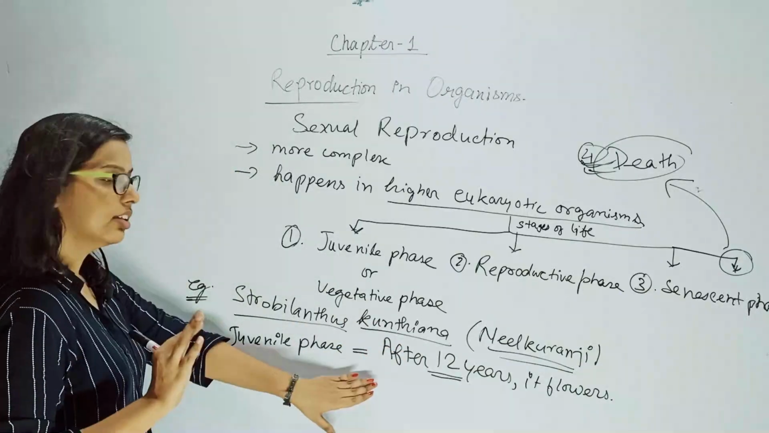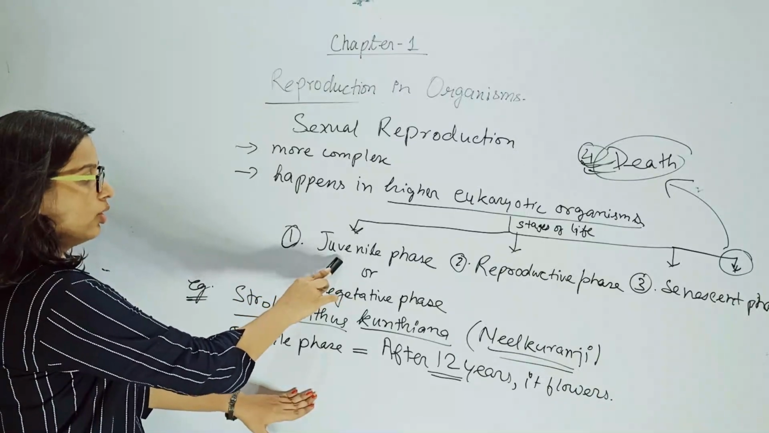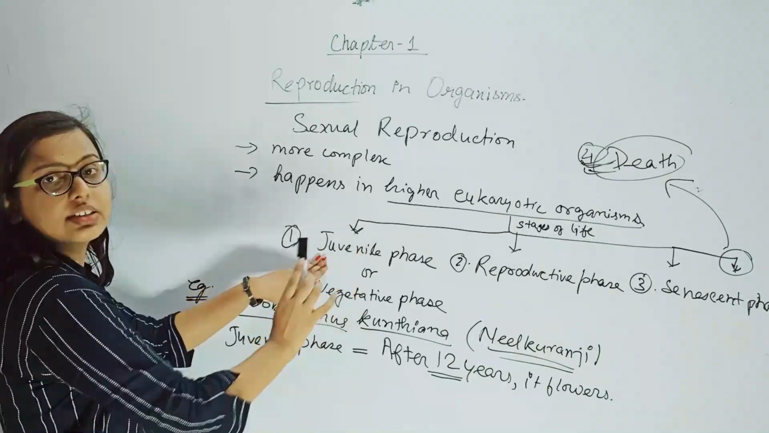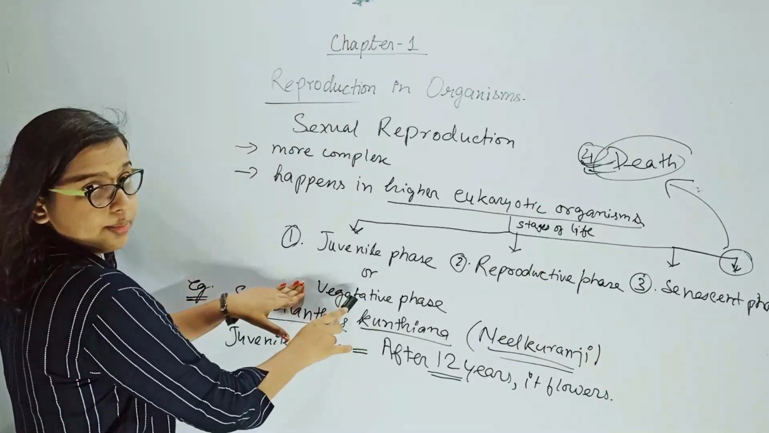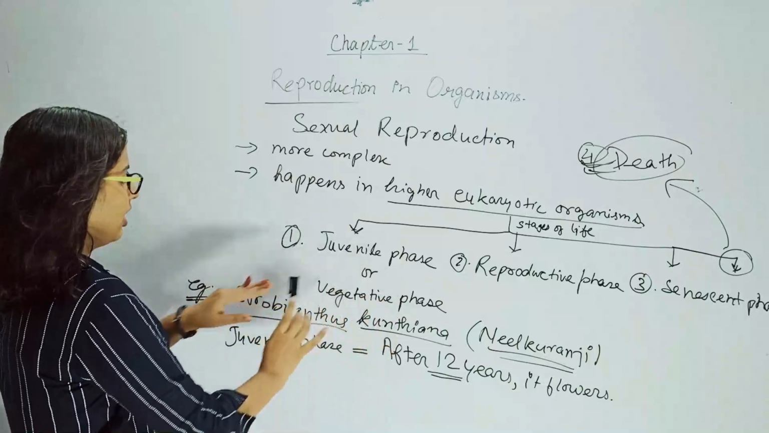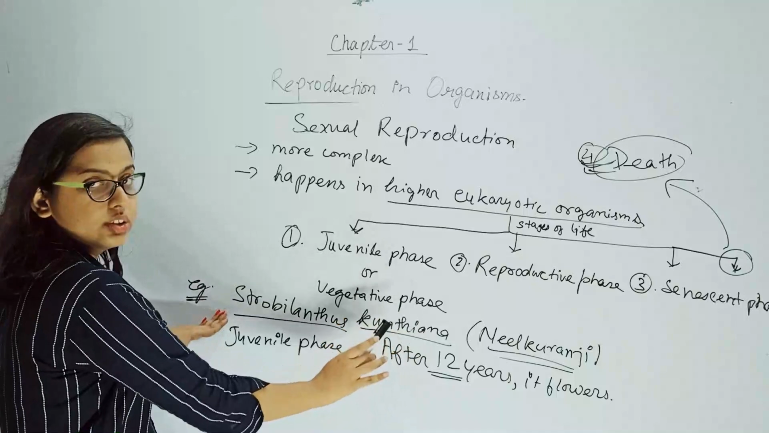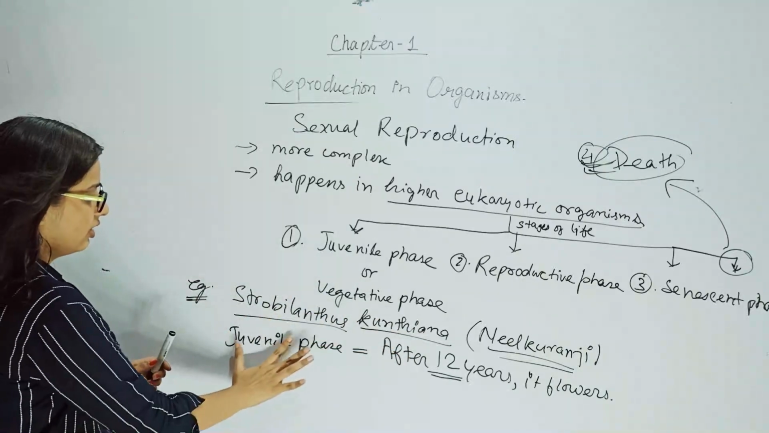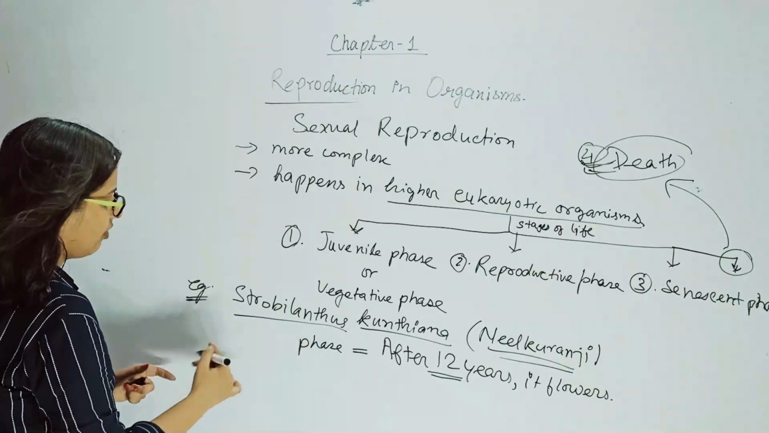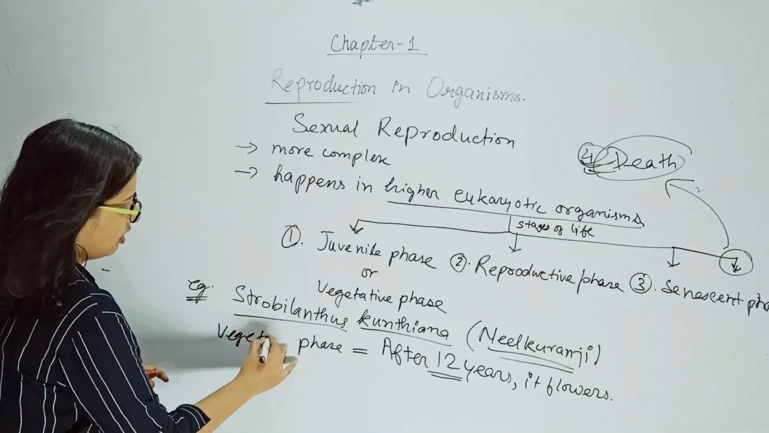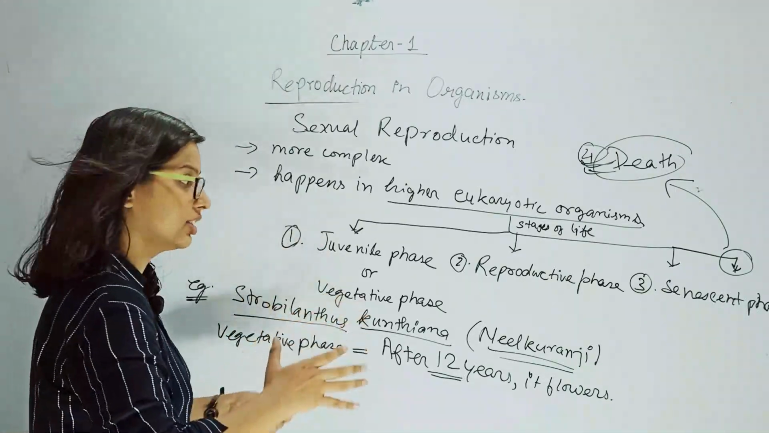But here, the thing that you have to understand is, if you are writing short notes, or if you have to define the juvenile phase in your board's exam, you will give the definition. In the case of plants, you will say it is the vegetative phase. Now you will quote one example: Strobilanthes kunthiana, whose vegetative phase is of 12 years. The vegetative phase is very long, and that takes up to 12 long years.